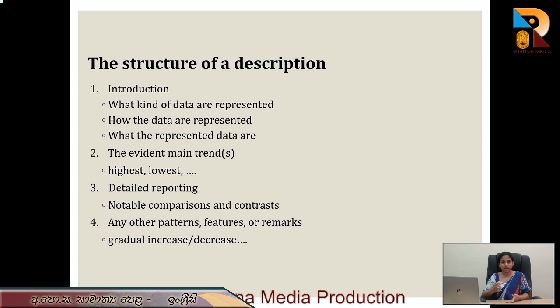Then you have to introduce the most evident trends. What can you see at your first glance when you have a look at the bar graph or the pie chart or the table? For an example, you can name the mostly used stationery item, or if something is sold in equal numbers, you can mention that, right?